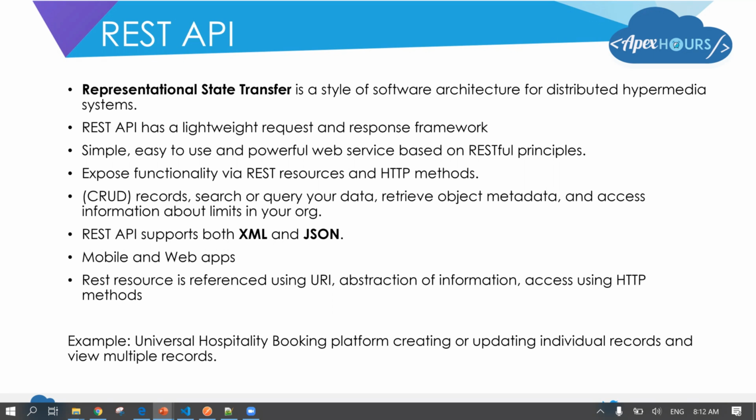REST resources are referenced using a URI. You would use a URL, which you saw when I was talking about the Google API. I use a URL, and the information is hidden via the HTTP methods. We will see that in a demo very soon. So let's say we have a booking platform. It would create or update individual records or multiple records through the REST API.